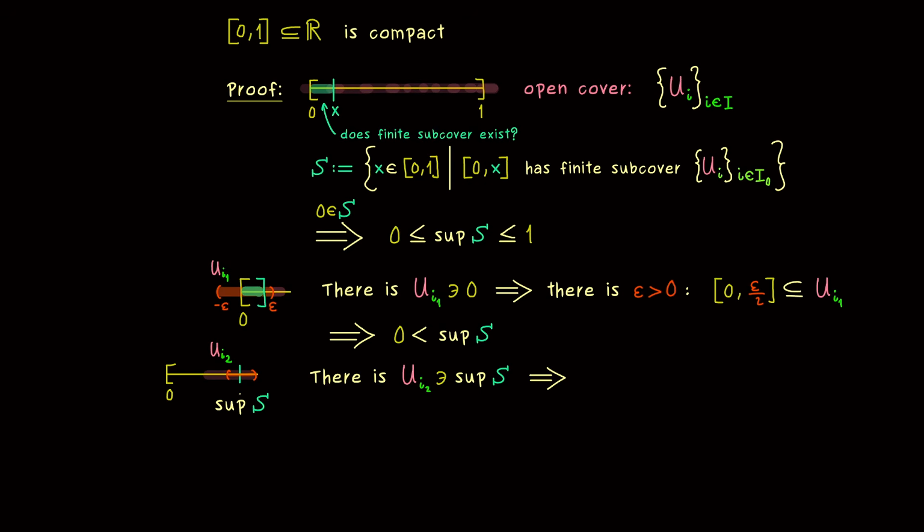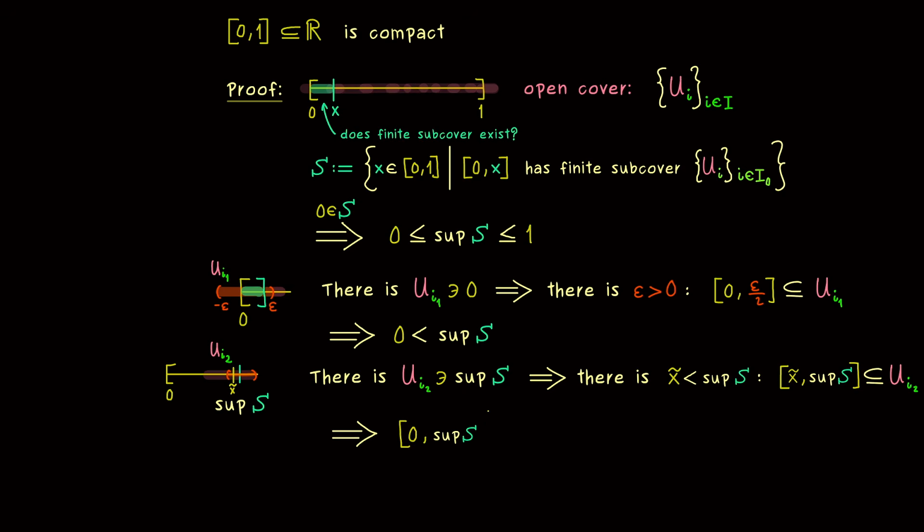And now we can use this nice epsilon neighborhood to choose a point to the left of the supremum. And in order to keep it simple, let's simply call this point x tilde. And moreover, what we also get is that the closed interval from x tilde to the supremum of S lies completely in our open set Ui2. So as before, this closed interval here is covered by a single open set.